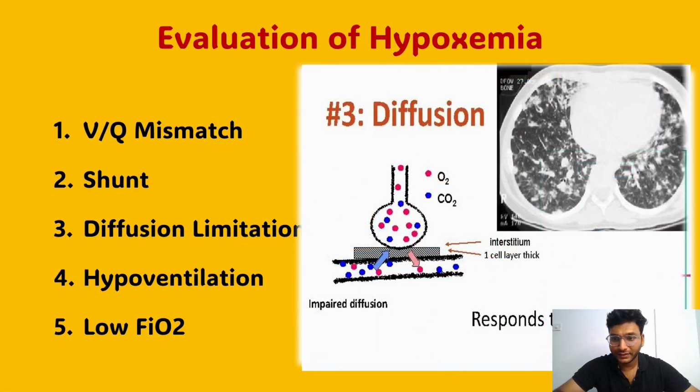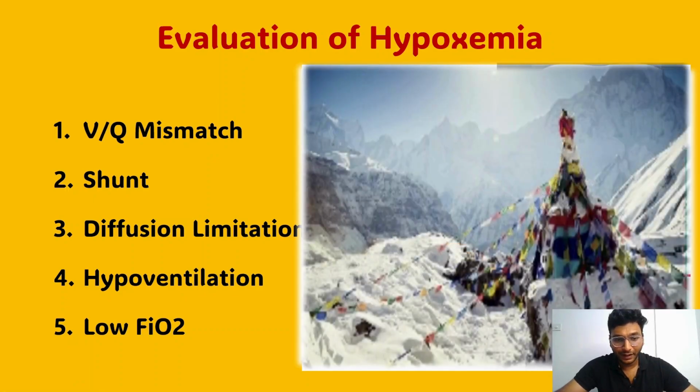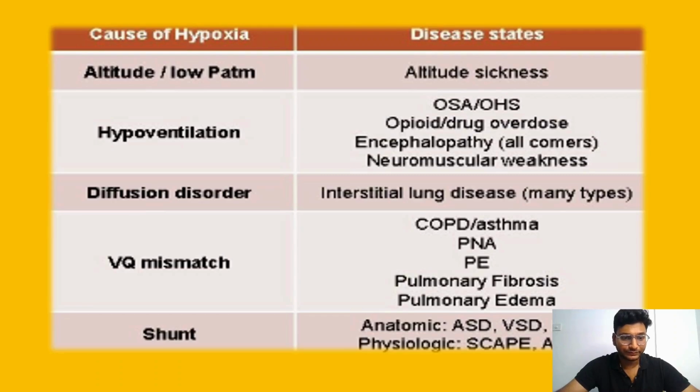And if there is an interstitial lung disease or ARDS, where there is a thickening of the membrane, it results in hypoxemia, where classically you can see the high alveolar arterial gradient, right, and high altitude. These are the 5 causes of hypoxemia. Remember these 5 causes, right? There are several etiologies of each cause.